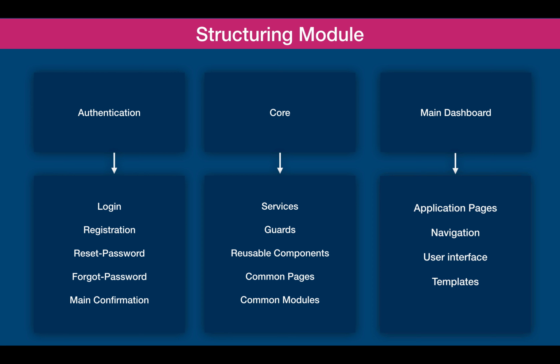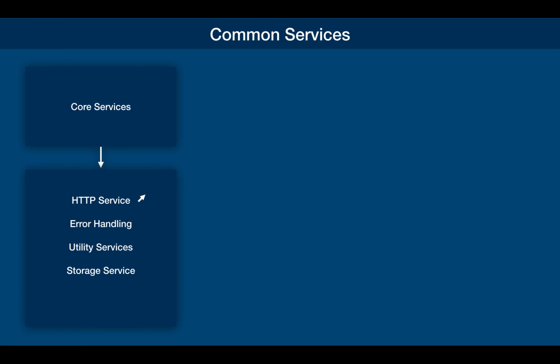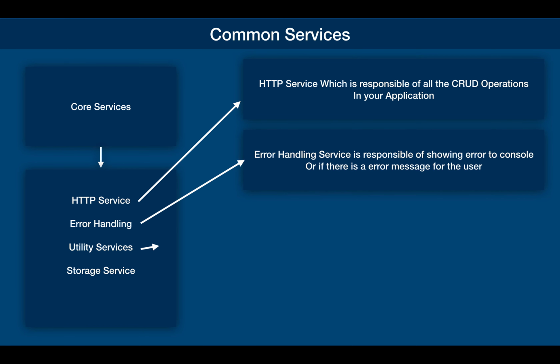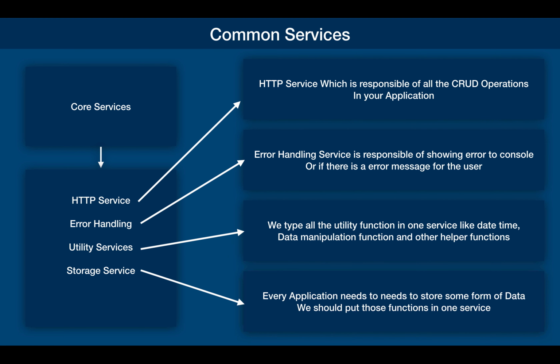Guards are there as well. We write reusable components in our core module, common pages or common modules. We have a dashboard area where we'll write our application specific pages and navigation, user interface, and templates. We have some common services in our Angular application. For example, HTTP service, which is responsible for making all the CRUD operations in your application. The best thing about writing an HTTP service is that you make sure that any API call that you make goes through this service. So if there is a problem with your API call, you know where to go and look for the problem.